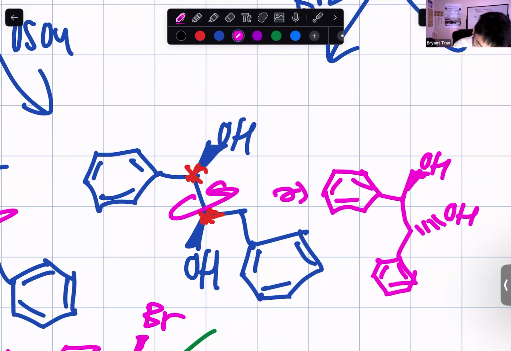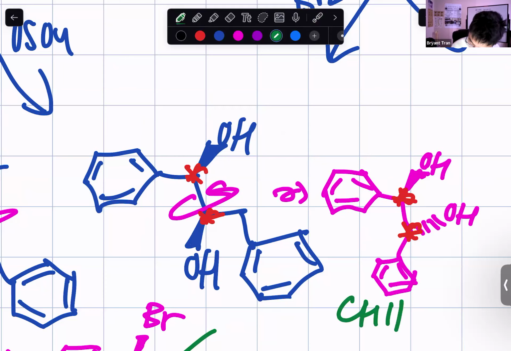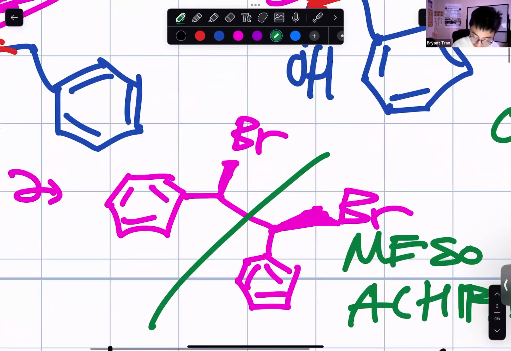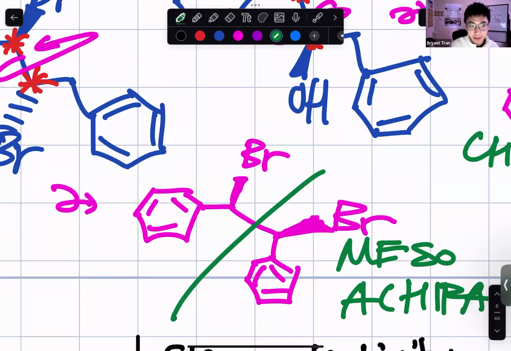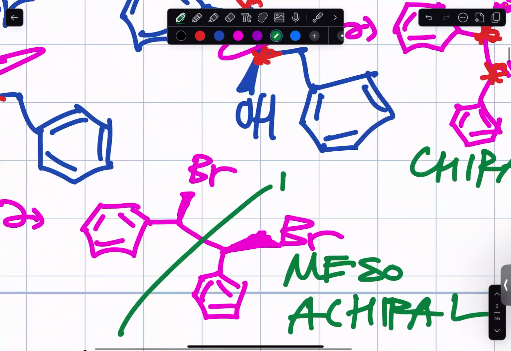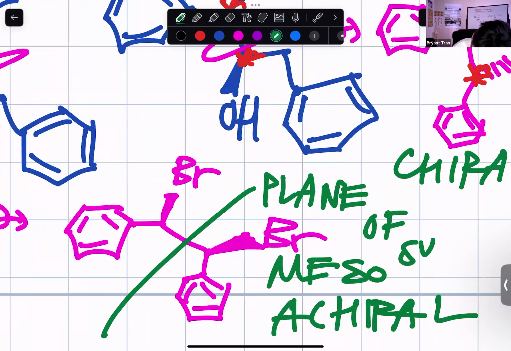And those two chiral centers are still there. Nothing changes about those chiral centers. But we do not have a plane of symmetry at all. So this entire molecule is considered chiral. It's not meso, but it's chiral. Whereas this molecule here is achiral because it has that planar symmetry, making it meso. Okay, let me emphasize this plane of symmetry. Important. Plane of symmetry.